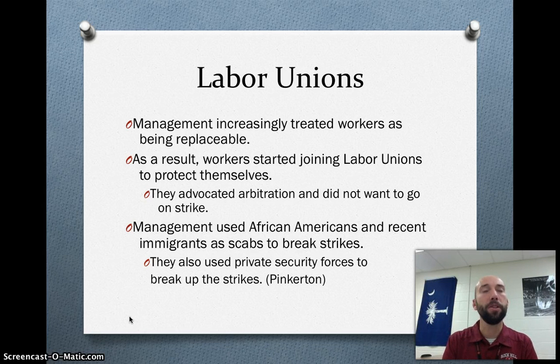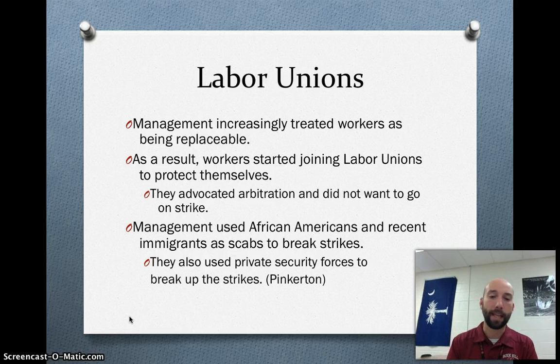Management's pretty tricky. Management knows that the government's going to support them and help them out. So they're going to do some things that are pretty bad to stop labor unions. They're going to use the Pinkertons to forcibly stop strikes through violence. They're also going to use the government to help out. They're also going to use African Americans and recent immigrants as scabs to break strikes.